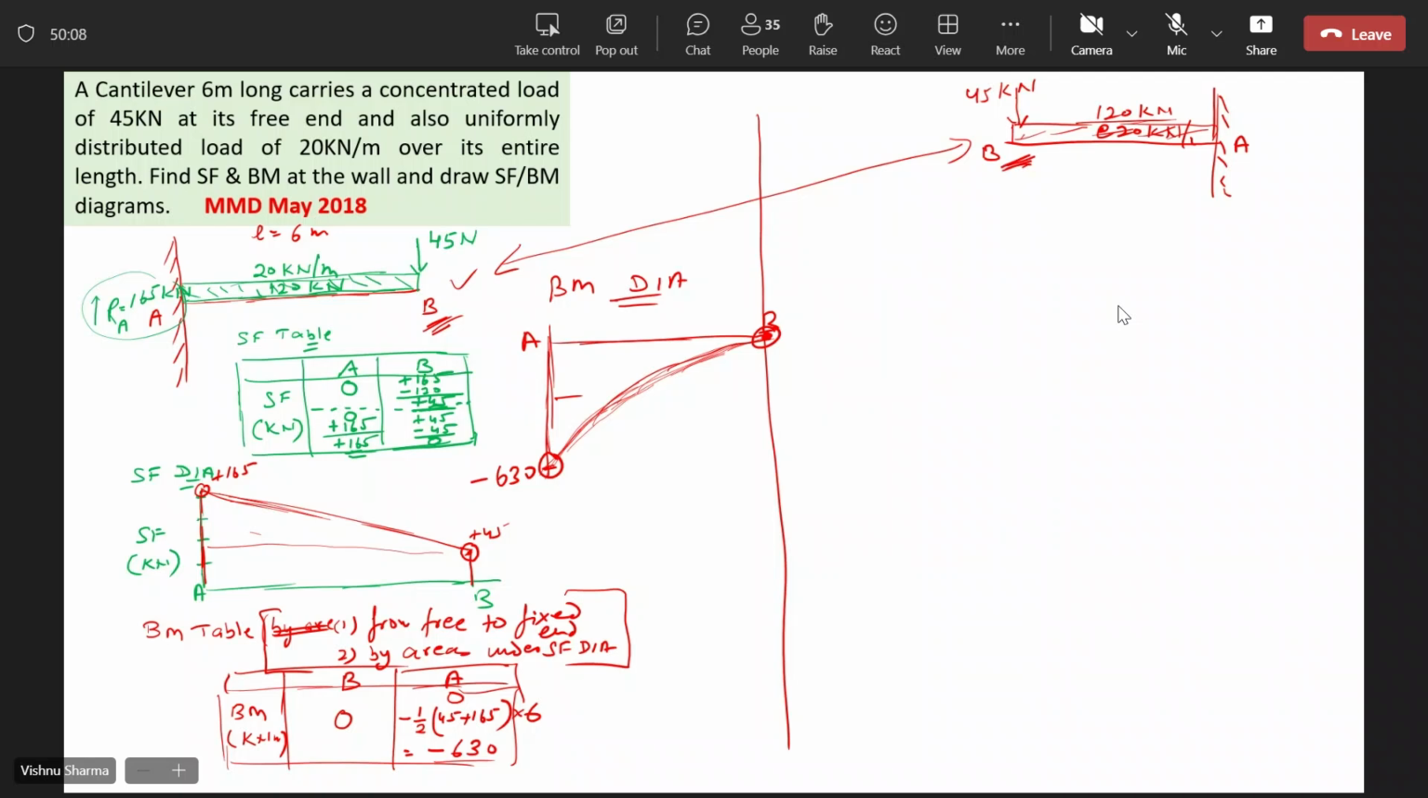Now we'll do it the way we have done. So now the reaction will act at A. How much? 165 kilonewton. We'll make the SF table.